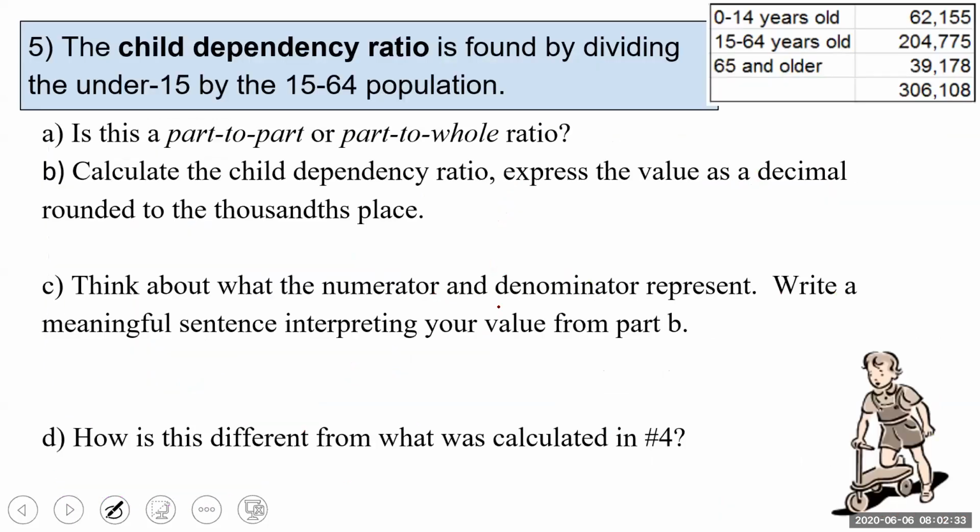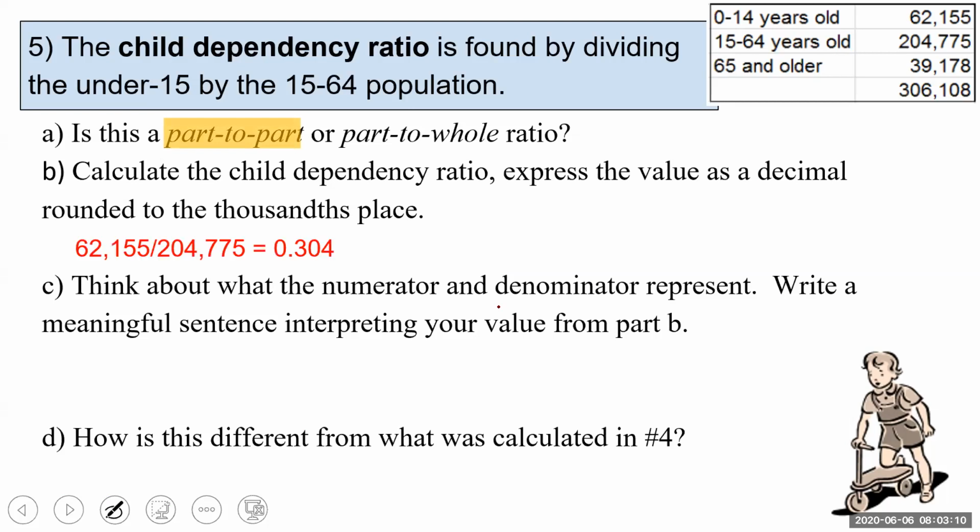Okay, now I want you to pay attention to this, and we're going to look at 3 different dependency ratios. So the first thing we're going to look at is child dependency ratio, which is found by dividing under 15 by 15 to 64. Okay, so that is how you find child dependency ratio. So you want to know the ratio. All right, so let's see how this is done. And this is a part to part because that is our child dependency ratio.